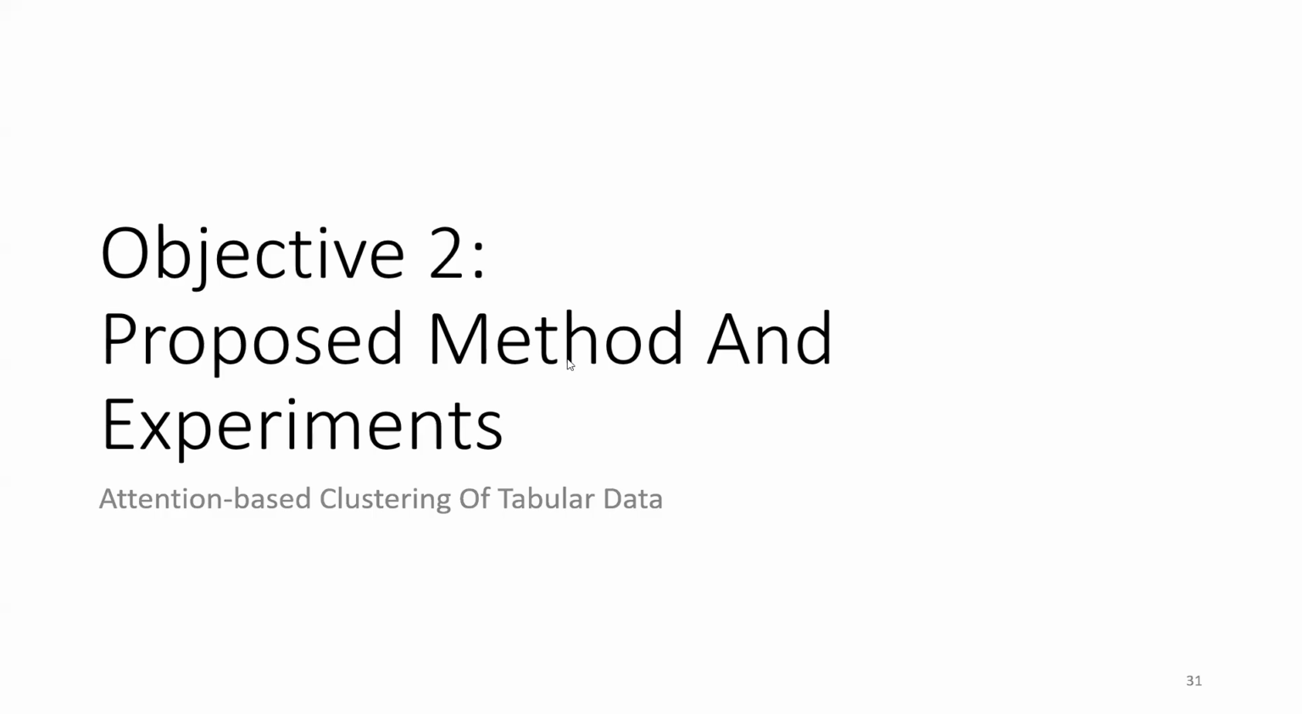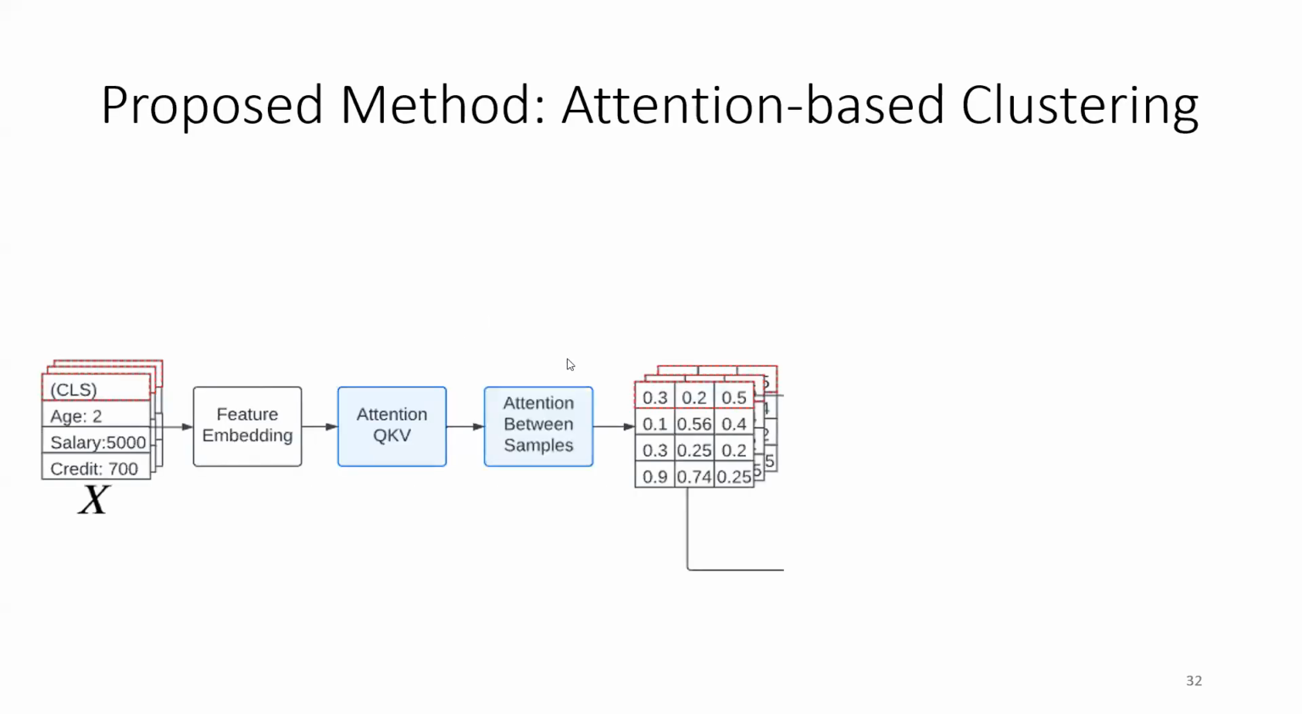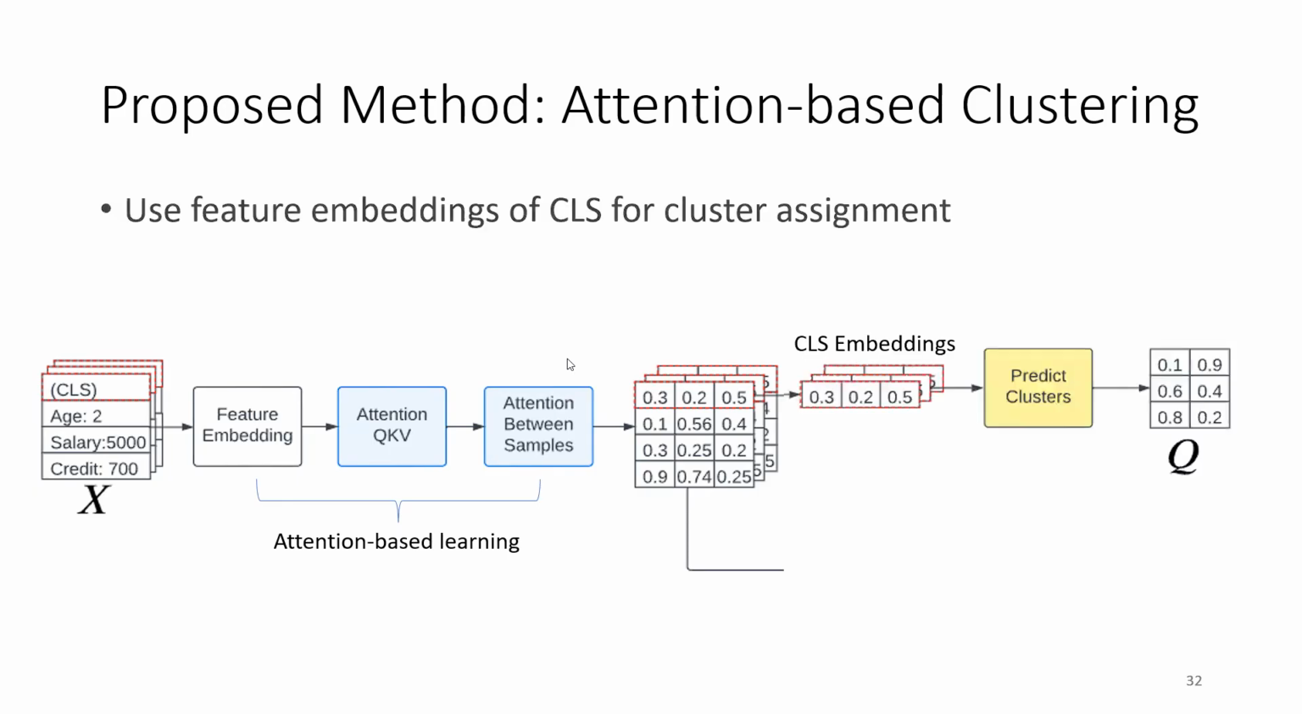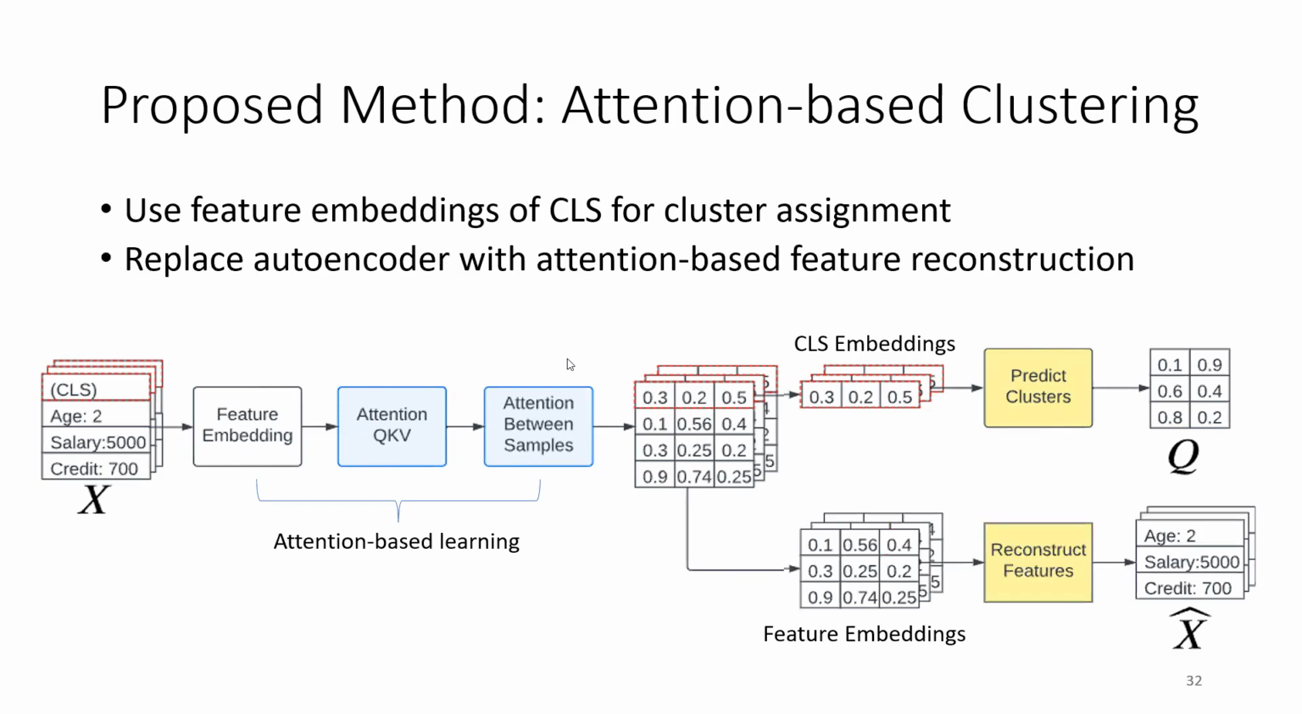Moving forward, for objective 2, we propose an attention-based clustering. First, we use attention-based learning. We have the CLS token, and we let it get shaped by the different attention models. We take the CLS token, and instead of classification, we predict the clusters from it. Here, Q is the cluster probabilities. And using all the feature embeddings, we reconstruct the features to let it work like an autoencoder.